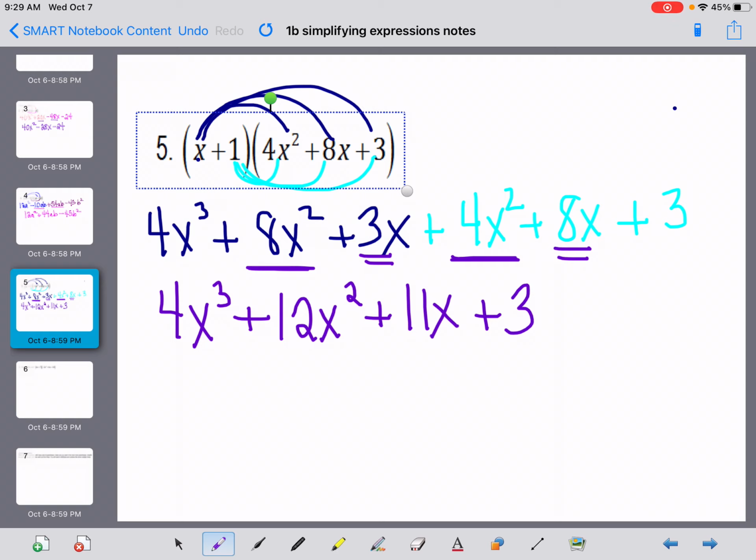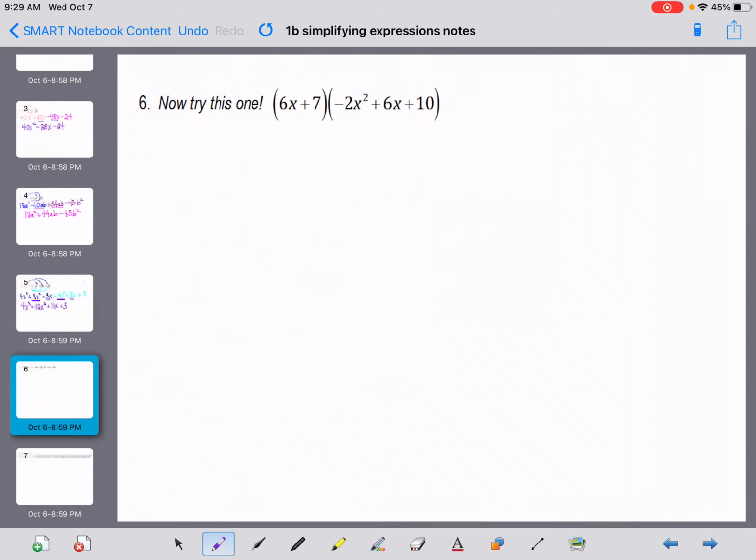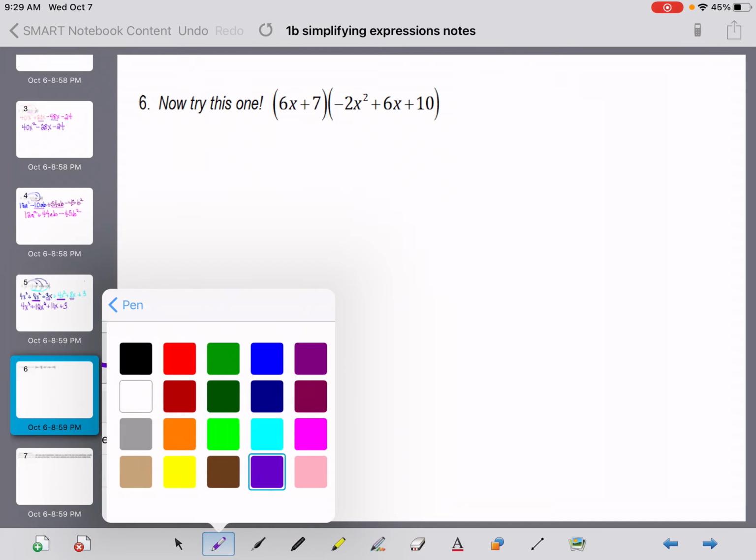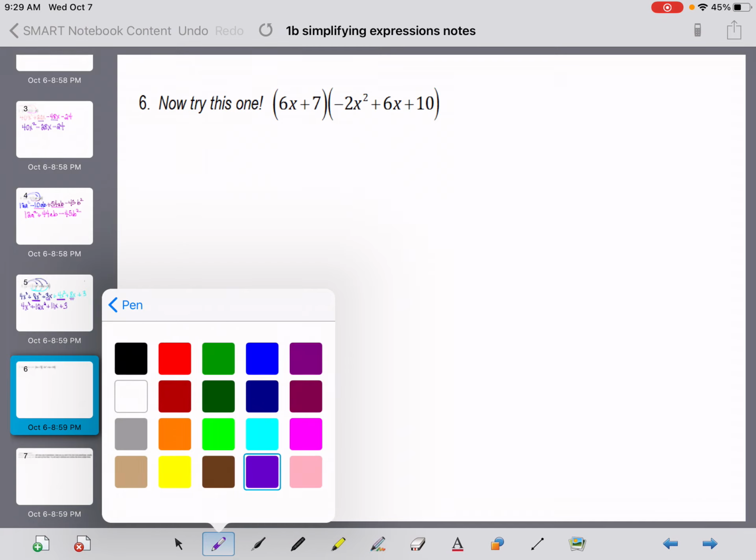Last one on this video is try this one on your own. So stop the video if you need to. I do want to remind you to watch out for the signs. And I should say not stop the video, but pause the video. Pause the video if you need to here, and try it on your own before you watch me do this particular problem.